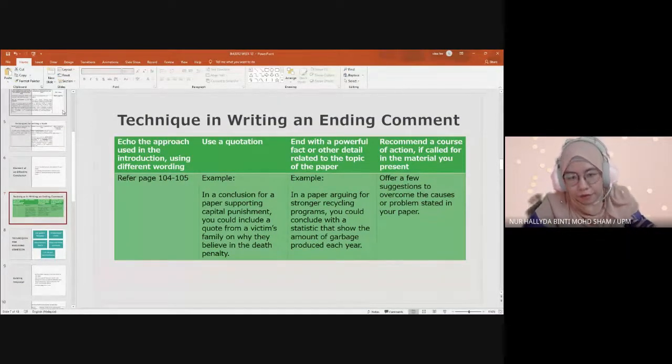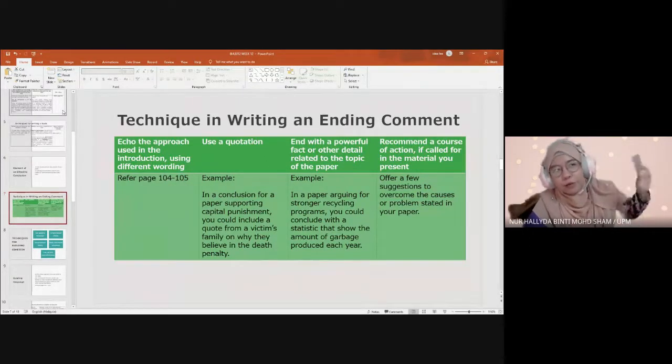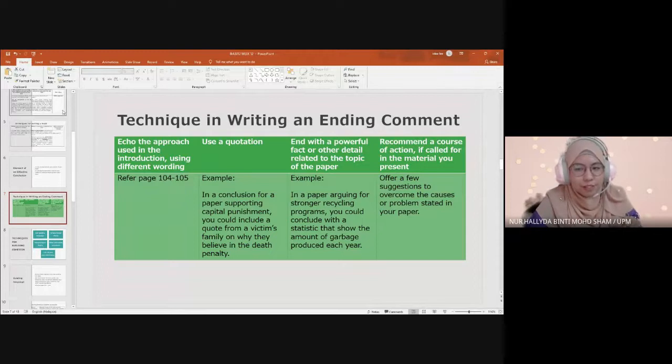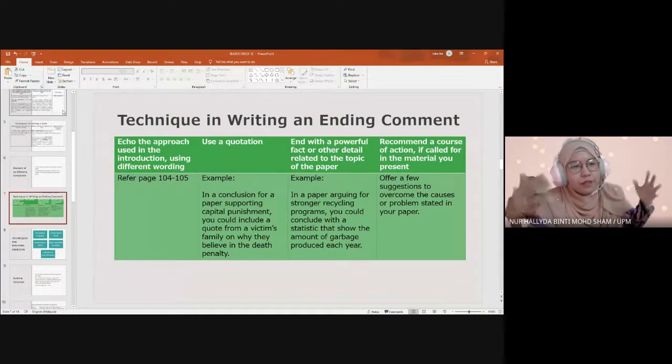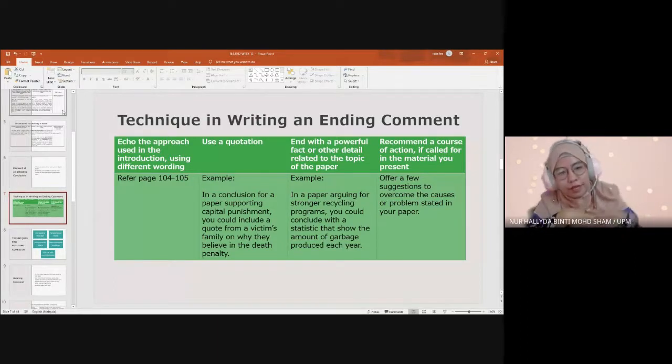It's like paraphrasing, but you want to remind the reader that, okay, remember I told you about this expression in the introduction? Now I'm going to explain it back. I want to show you the link in the intro and in the conclusion, so that when the reader reads, we can see cohesion, kesinambungan, right?